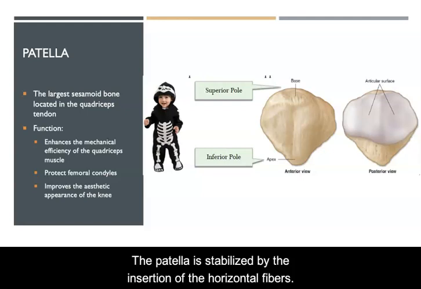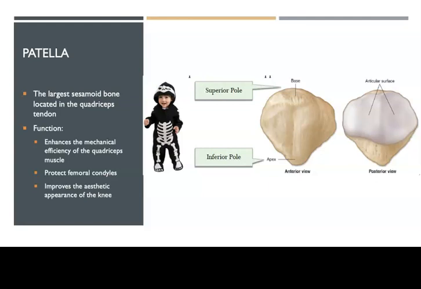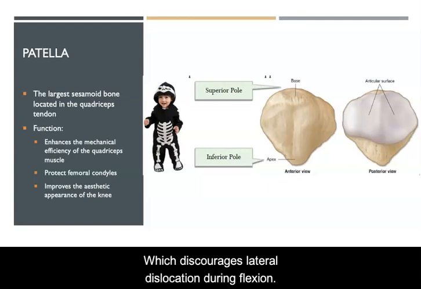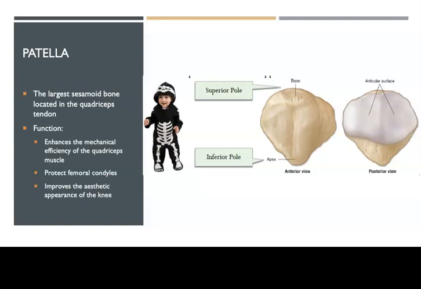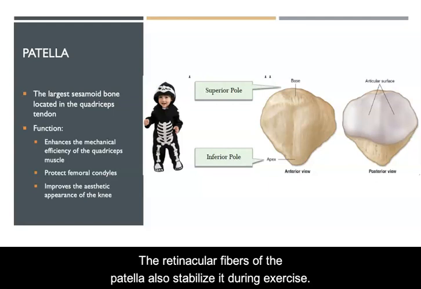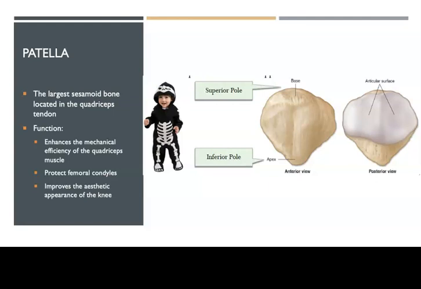The patella is stabilized by the insertion of the horizontal fibers of the vastus medialis and by the prominence of the lateral femoral condyle, which discourages lateral dislocation during flexion. The retinacular fibers of the patella also stabilize it during exercise.